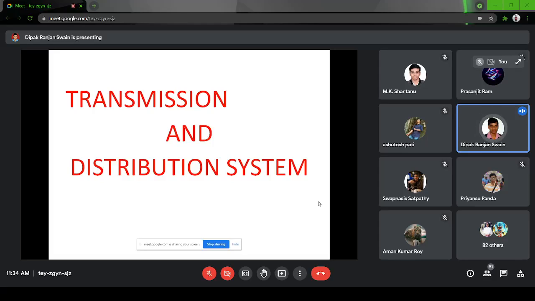conductors. For example, a single conductor system. If you have a single phase system, then it is a two conductor system. Then it is a three phase line, three wire system, three phase line, four wire system. Okay, and then double circuit line system.